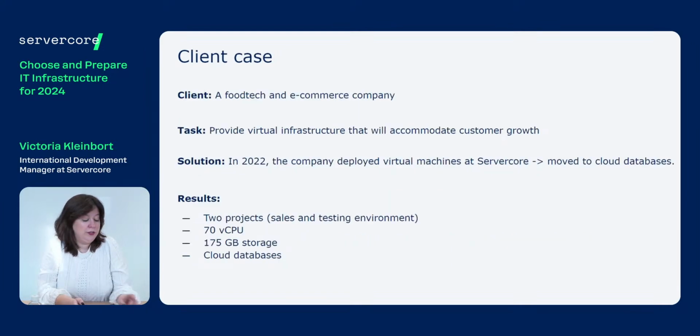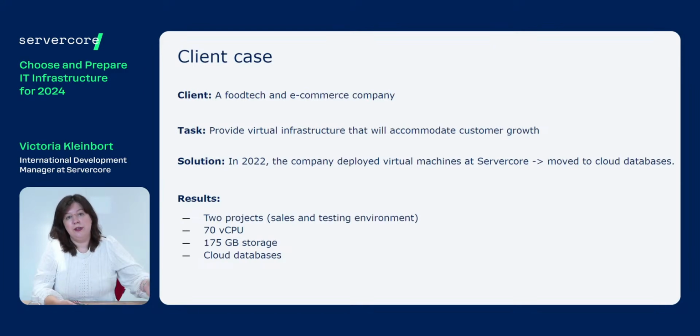I also wanted to share one of the cases. One of our clients, a food tech and e-commerce company, was planning huge customer growth. So they needed a virtual infrastructure because they didn't know exactly how this growth would go, but they saw that, of course, an on-prem solution would not answer their needs. So in 2022, they deployed virtual machines at Servercore, first for the growth itself, then they moved all their machines, not only one part of the project.